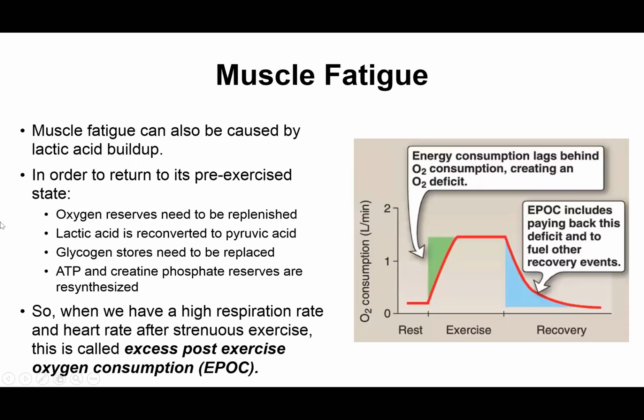Muscle fatigue can also be caused by lactic acid buildup. In order to return to its pre-exercised state, muscle oxygen reserves have to be replenished. And lactic acid needs to be reconverted to pyruvic acid. And the glycogen stores need to be replaced. And the ATP and the creatine phosphate reserves need to be resynthesized.